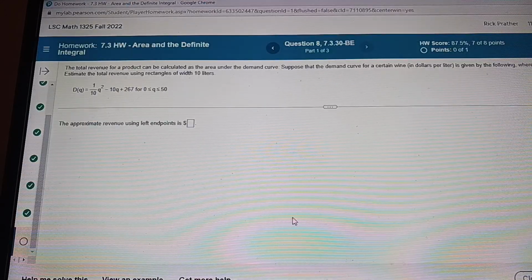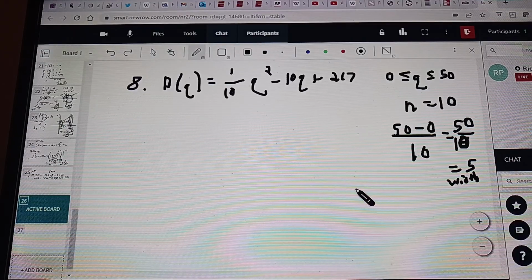Or maybe I'm misreading this. The width is supposed to be 10, not the number of rectangles. Okay, so yeah, I did that backwards. They already said the width was 10. So I didn't need to calculate this. What I just calculated was the number of rectangles. So this would work also if you want to know how many rectangles. There's going to be 5 rectangles, each have a width of 10. So 0 to 10, 10 to 20, 20 to 30, 30 to 40, and 40 to 50.